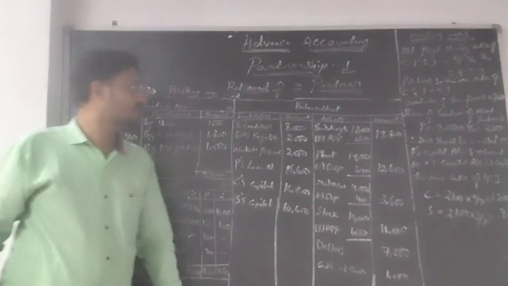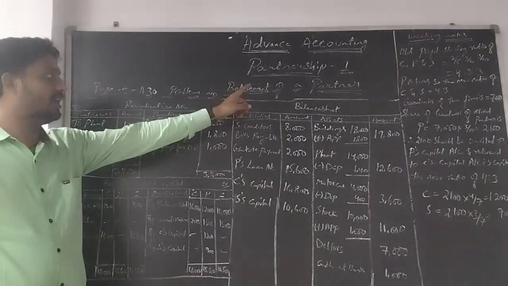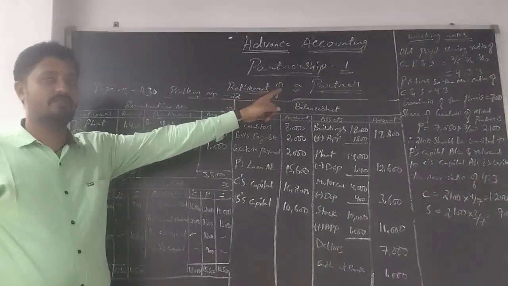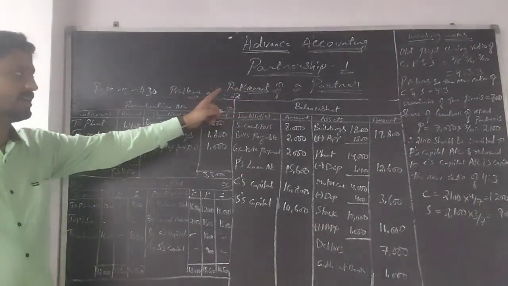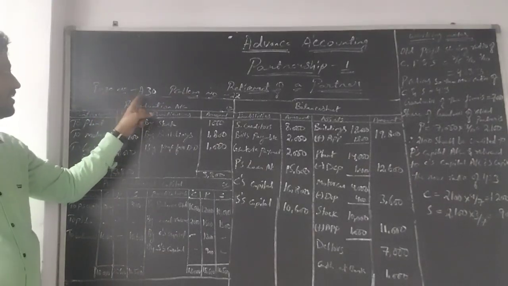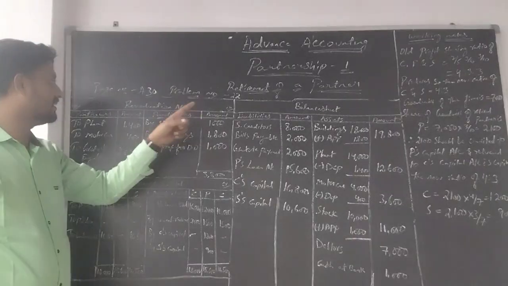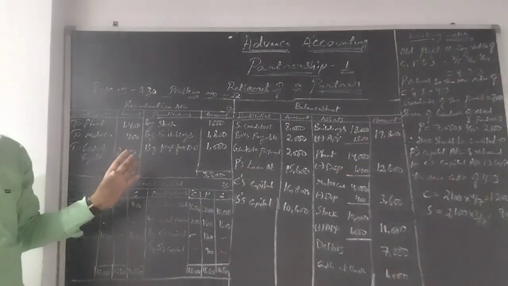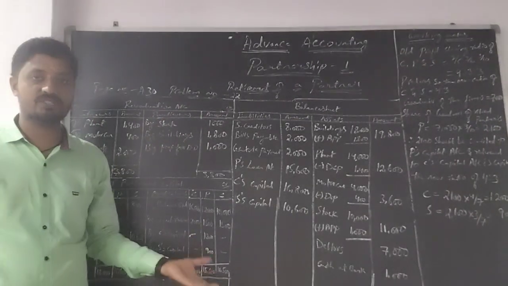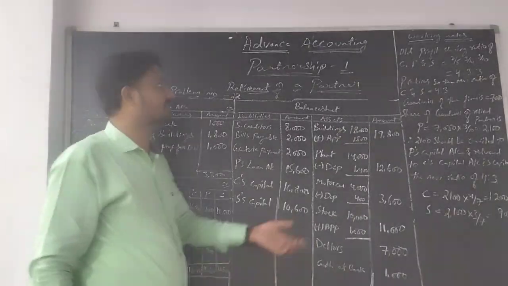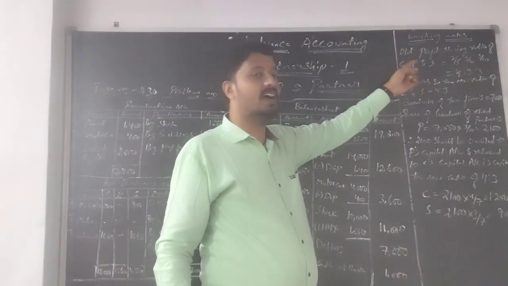Hello students. Today we are going to discuss partnership, retirement of a partner. Retirement of a partner, page number A13, problem number 22. Under this problem number 22, as I explained in previous problems also, we have to first calculate the goodwill.